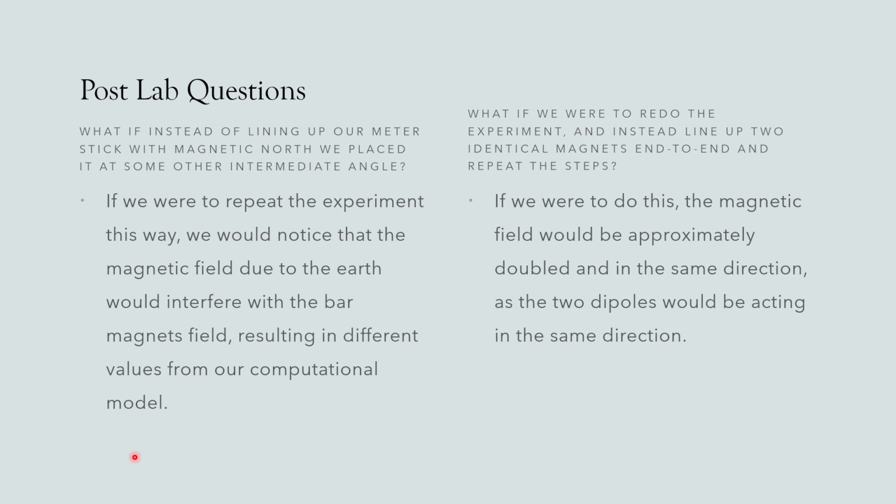First question to ask, what if we were to instead line up our meter stick with the magnetic north, or place it at some intermediate angle? If we were to do this, we would notice that the magnetic field due to the Earth would interfere with the bar magnet's field, resulting in different values from our computational model.